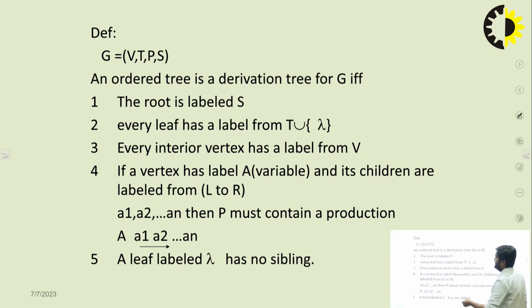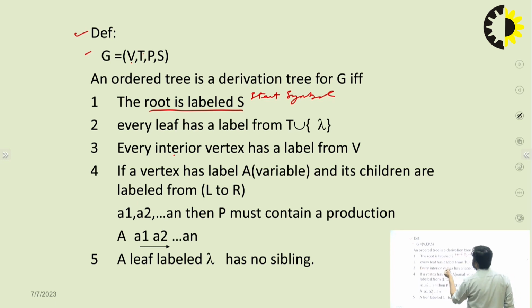Now, the definition of a derivation tree on the basis of a grammar is given here, with V, T, P, S: variables, terminals, productions, start symbol. An ordered tree is a derivation tree of a given grammar if and only if the root is labeled with the start symbol. Second, every leaf has a label from terminals and epsilon. If a non-terminal has no terminal, it is mentioned as lambda or epsilon.